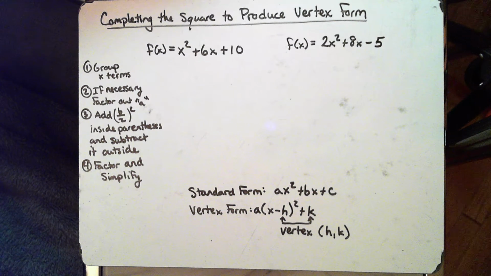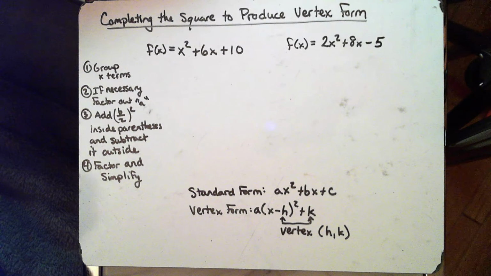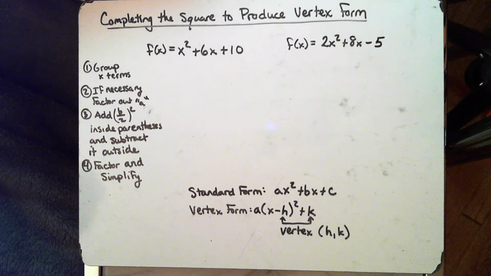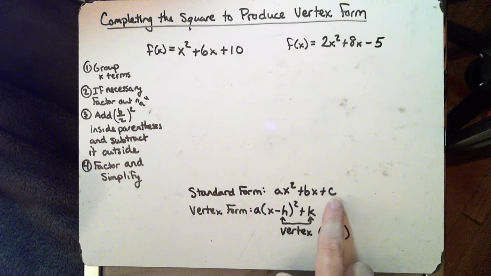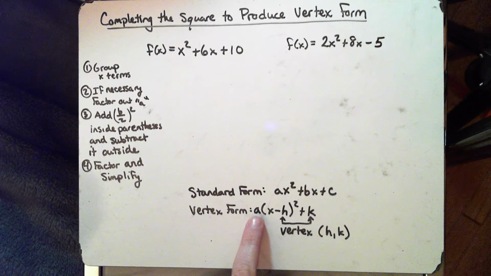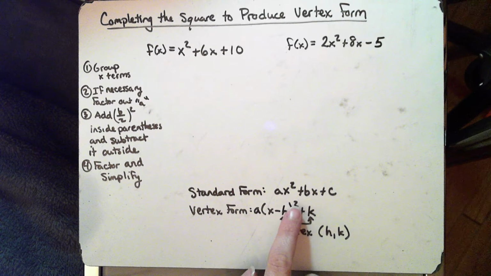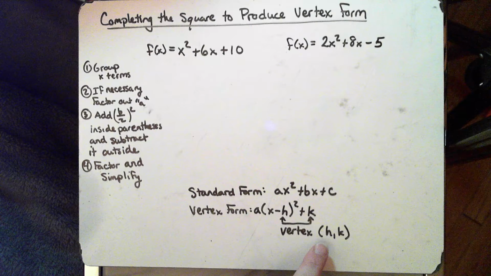Everyone, this is a quick review of how to use completing the square to produce a vertex form for a quadratic. Now, just to remind you, standard form for a quadratic is ax squared plus bx plus c. Vertex form, you may or may not have this a number here, but it's a(x minus h) squared plus k, and the vertex is (h, k). Notice the sign on the h changed.